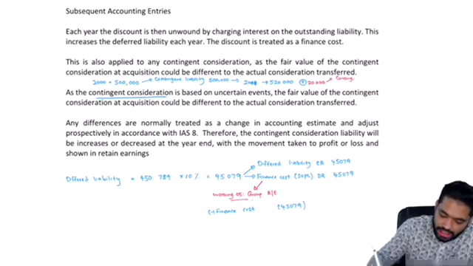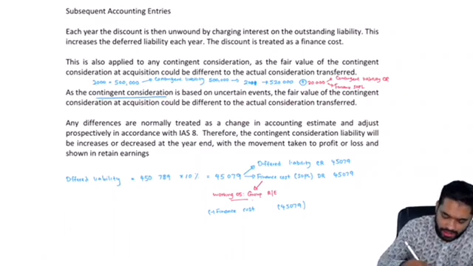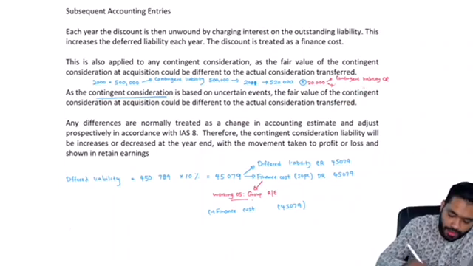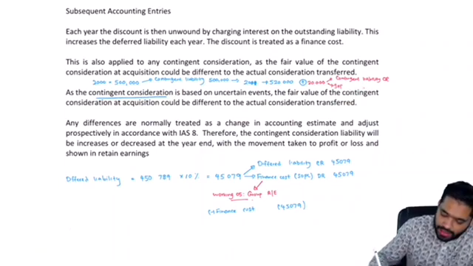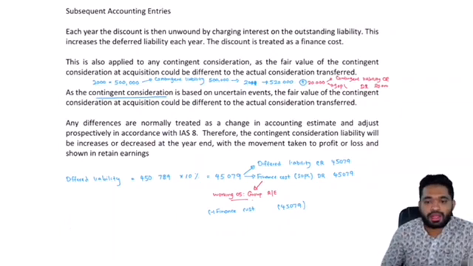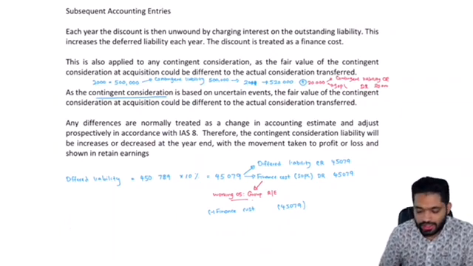So your contingent liability will get credited, and in your statement of profit or loss, you'll be debiting this loss of 20,000, right? So those are the adjustments that you see.